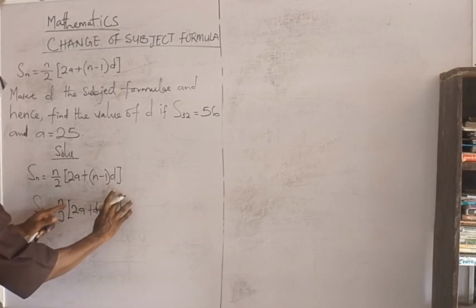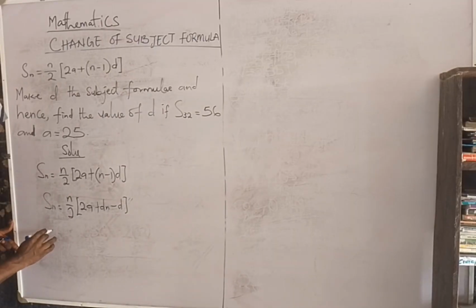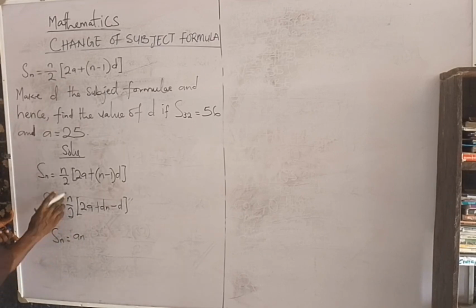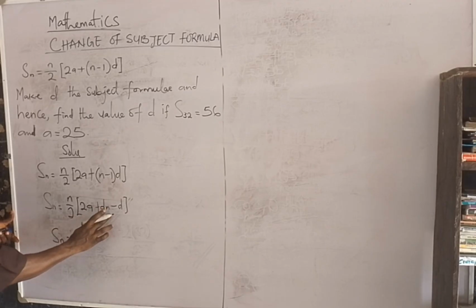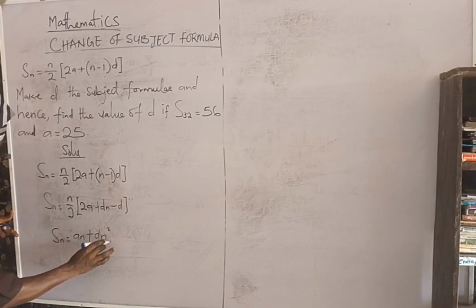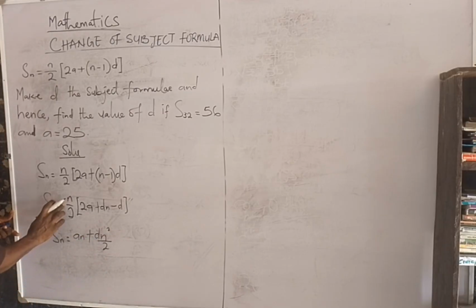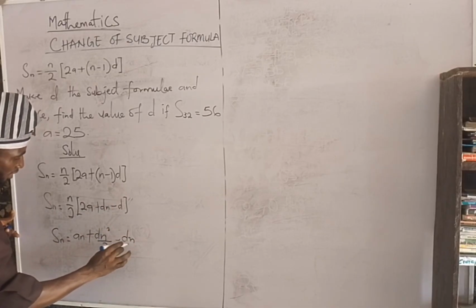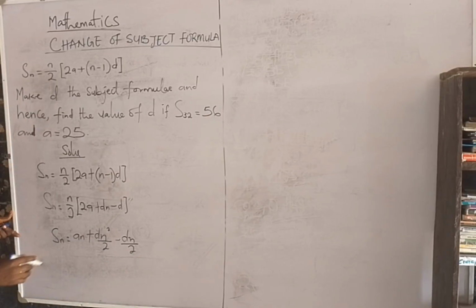Now that we have finished simplifying the inner bracket, we are going to use the n over 2 outside this bracket to simplify the second bracket, and that will give us Sn is equal to n over 2 times 2a. Now the 2 here cancels out this 2 here, then you have an, then n over 2 times dn, then you have plus dn square over 2, then n over 2 times minus d, then you have minus dn over 2.